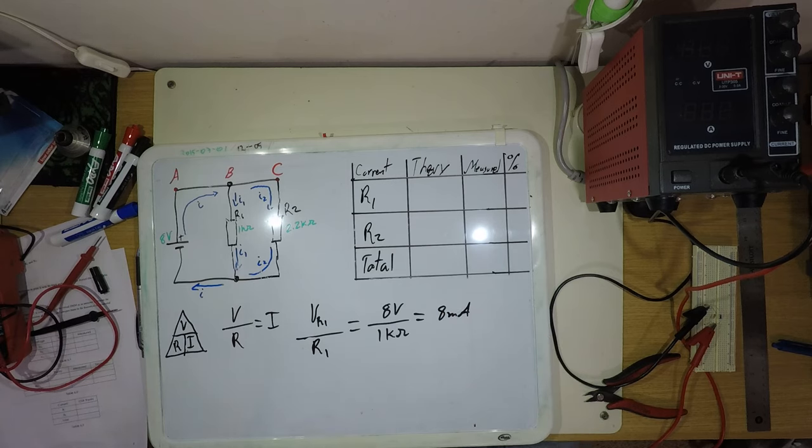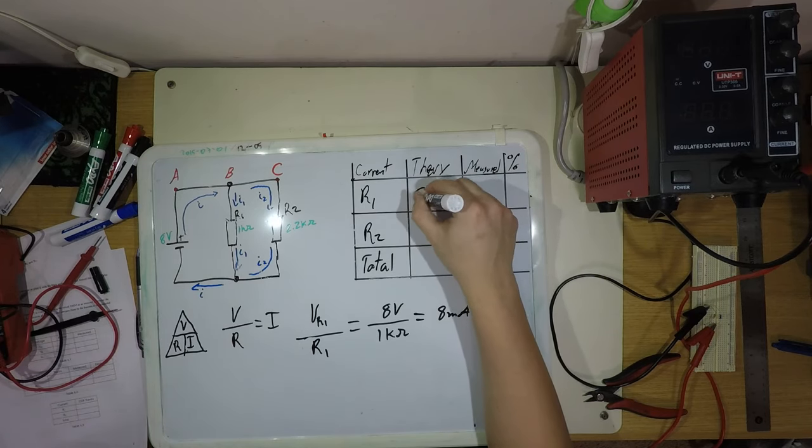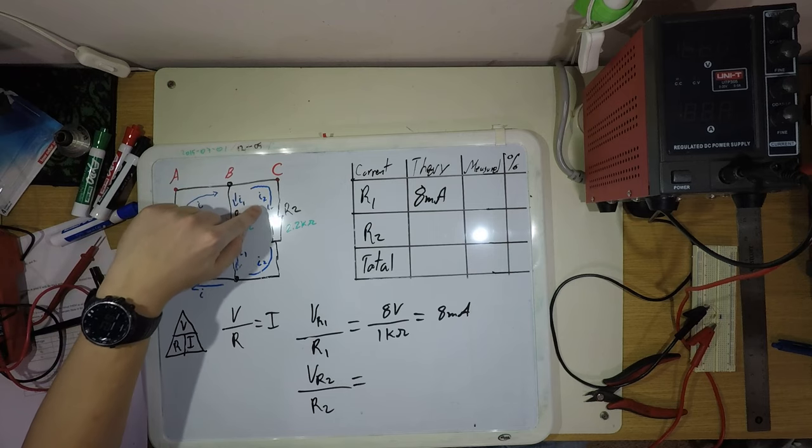By now you should know how to do that. So our theoretical measurement is going to be 8 milliamps. For R2, we do the same thing. What is the voltage of R2? VR2 divided by R2. What is the voltage of R2?